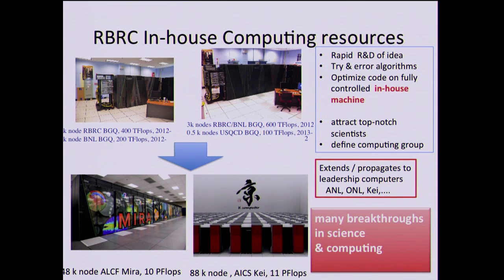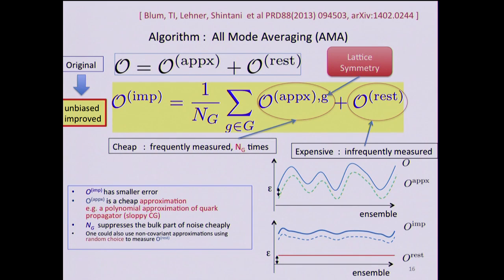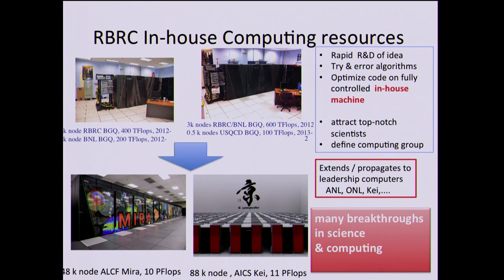So we use the local machine fully, so it's a very crucial ingredient for our activity. And once we are convinced this is a good idea or good code, we fully utilize the fastest computer remotely. And actually many breakthroughs happen in this model.